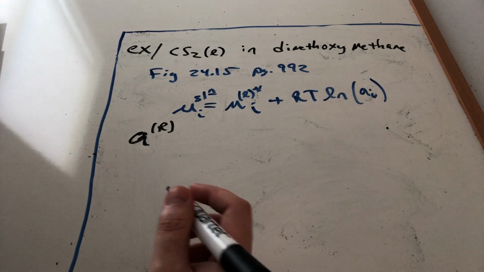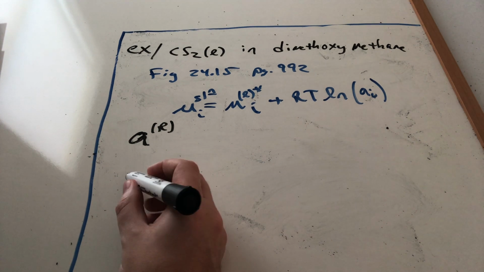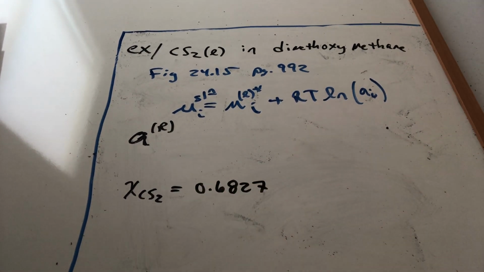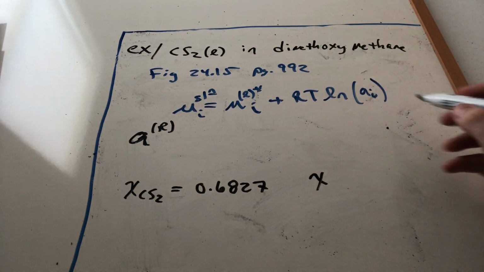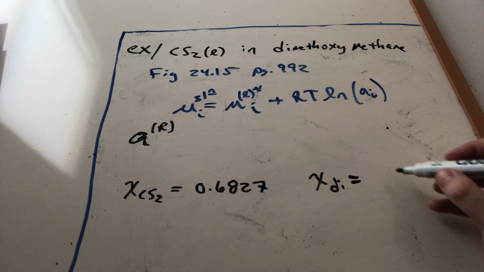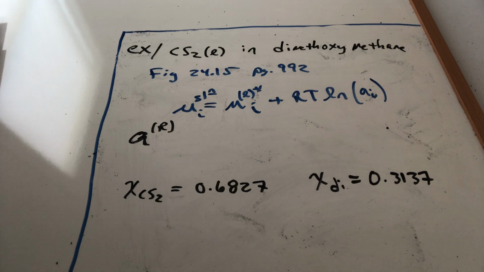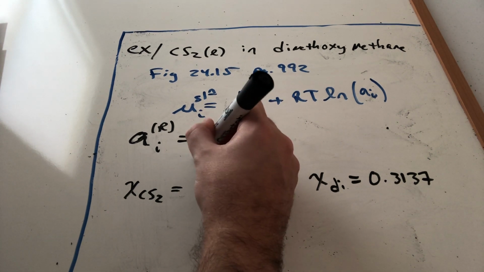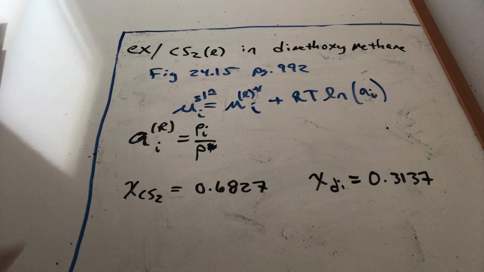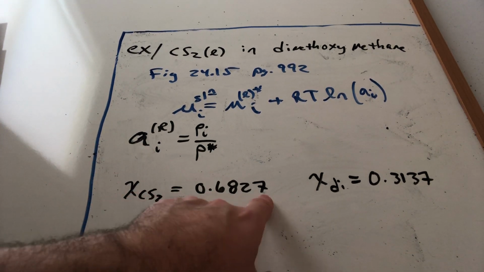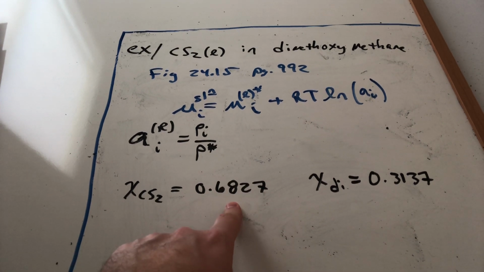And so there's a certain sample of this solution that's being analyzed. And this sample has a chi for CS2 that's equal to 0.6827. Now that means that the chi for this dimethoxymethane, which I'm going to label as chi di, is equal to 1 minus that, which looks like 0.3137. So now this is the actual concentration. The activity is defined as, for species I, the actual pressure over the pure vapor pressure. Now, if your a actually equals this, so let's say we'll calculate a for CS2, if a for CS2 equals this, then we know that we're dealing with an ideal solution.